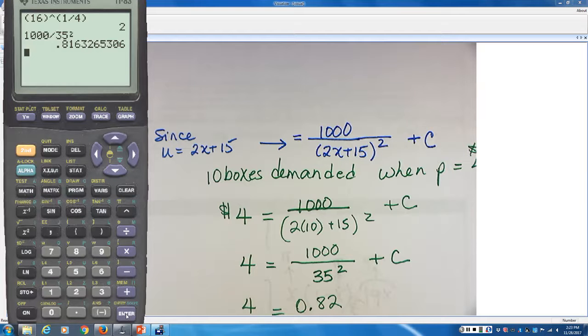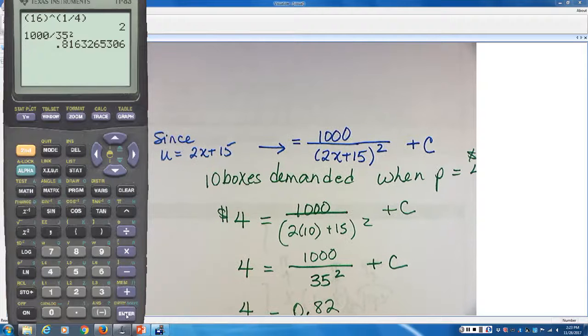No, it didn't quite come out even. I wasn't sure if I remembered it did or it didn't. But 0.82 is close enough because, you know, this is in dollars. So that's 82 cents.